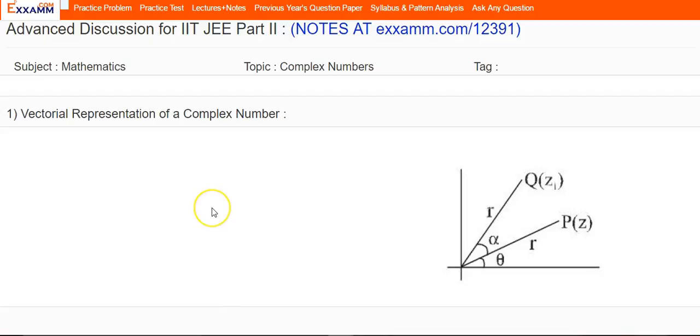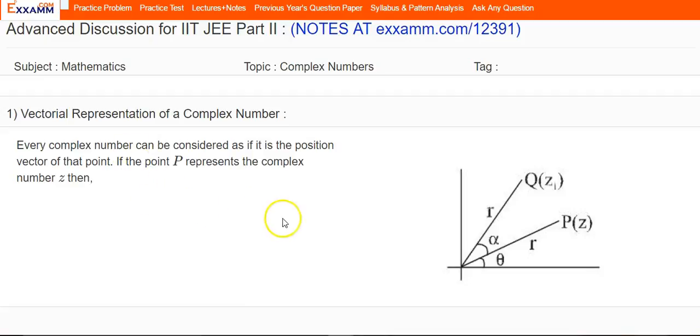So what is a vectorial representation of a complex number? Every complex number can be considered as the position vector of that point. Suppose z is a complex number represented by the point P, then z can be said to represent OP, this line. If z1 is a complex number, then z1 can be said to represent OQ here.